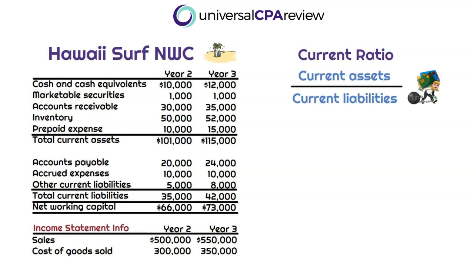So starting with the current ratio, the formula is simple. It's just current assets divided by current liabilities. And the result will tell us the ratio of assets to liabilities, right?